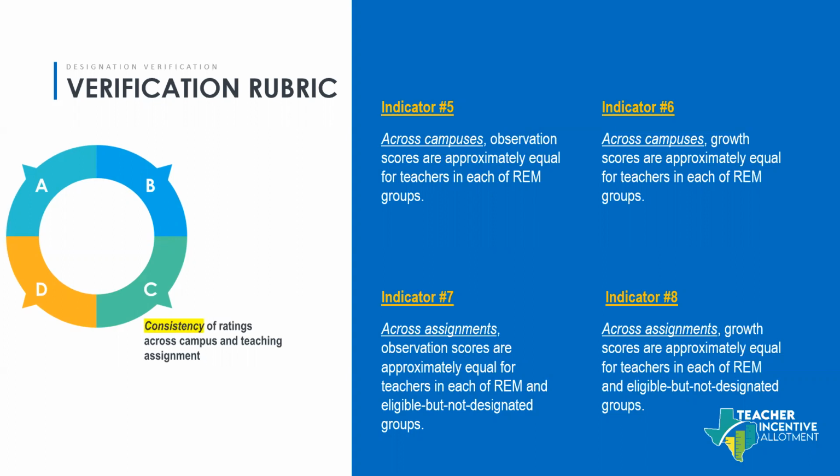Domain C is to confirm that observation ratings and student performance are determined in a consistent manner across campuses and across teaching assignments. There are four indicators, from 5 to 8. For this, we will conduct analysis of variance to compare the scores of all eligible teachers between different campuses and between different teaching assignments. So we will do separate analyses for observation score and also for growth score.